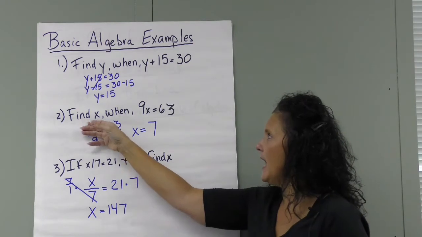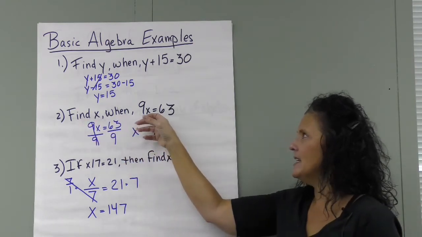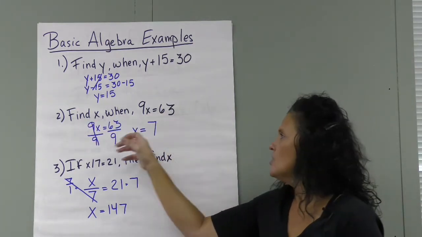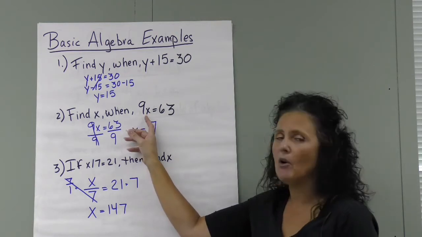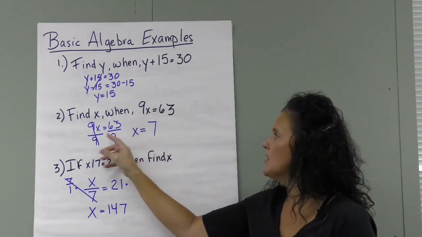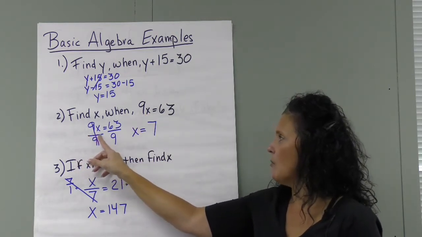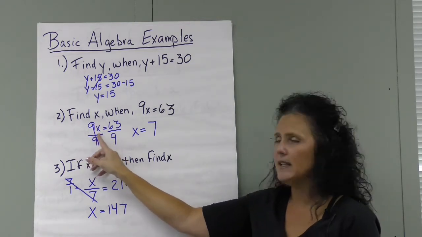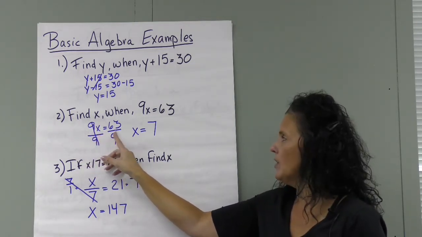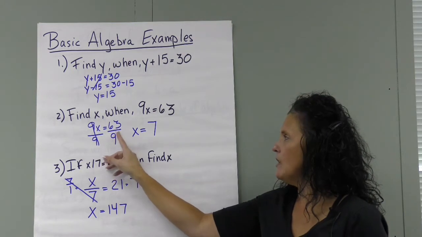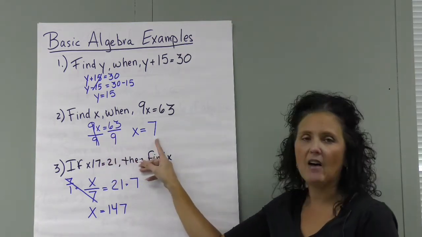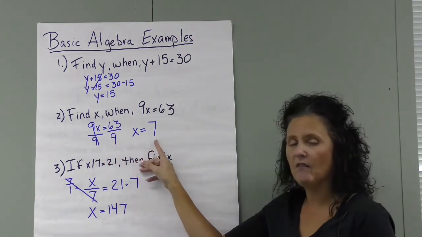We want to find x when 9x is equal to 63. So here what we've done is we've multiplied. In order to reverse this, we have to divide. This side we're going to divide by 9 to get x by itself, and this side we're going to divide by 9. 63 divided by 9 is equal to 7. So x is equal to 7.